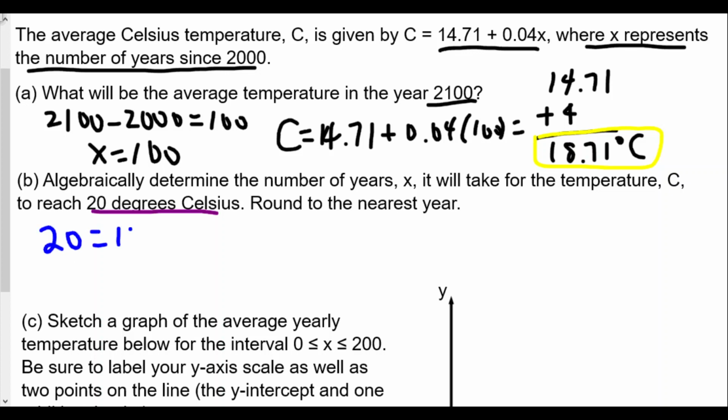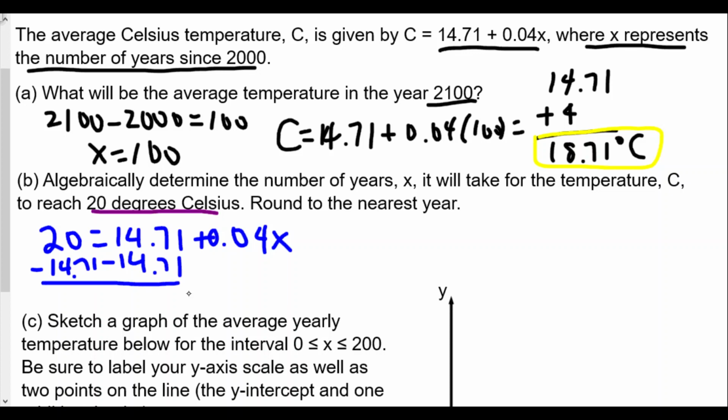So 20 equals 14.71 plus 0.04x. So we solve for x, and our first thing to do is we'll subtract 14.71 from both sides. And so now I can bring out a little space here. So now 20 minus 14.71 will be 5.29, and that's equal to 0.04x. And so now what we do is we divide both sides by 0.04.